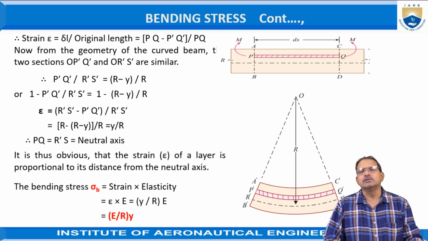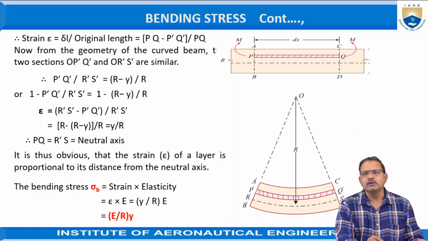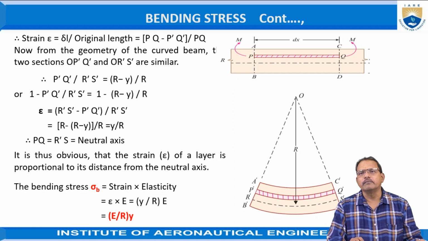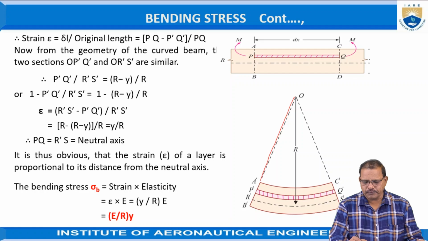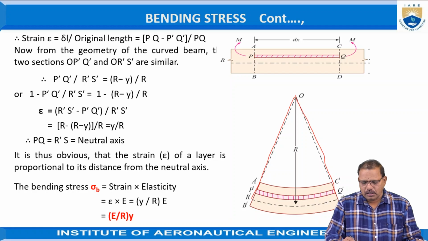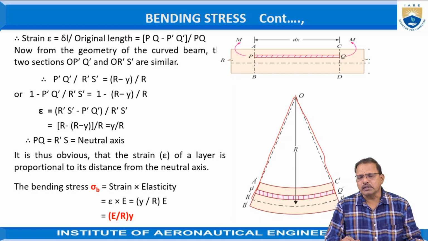So strain is defined as the change in length to its original length. So change in length is equal to PQ minus P dash Q dash, divided by PQ. Now, from the geometry of this figure, R is the radius of curvature of the beam, and Y is the distance of the P dash Q dash layer from the neutral axis.